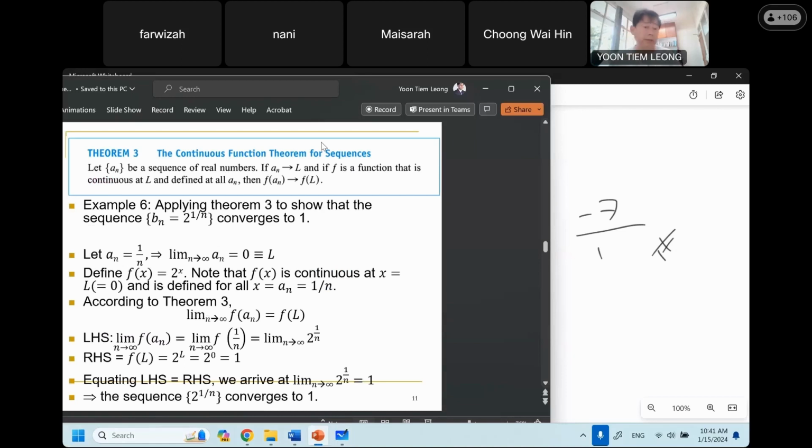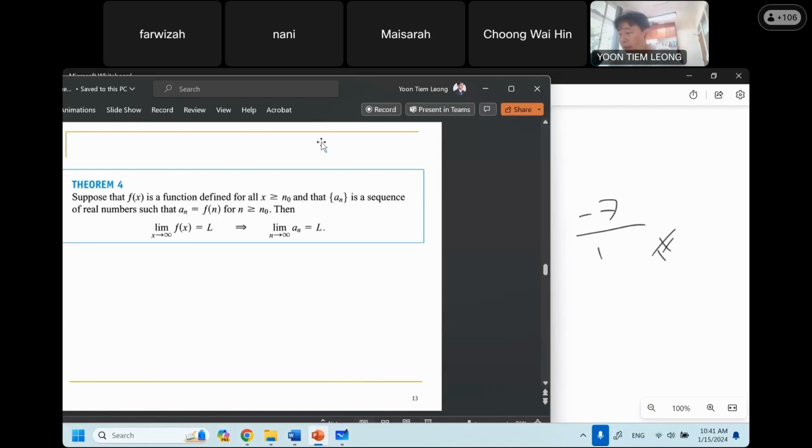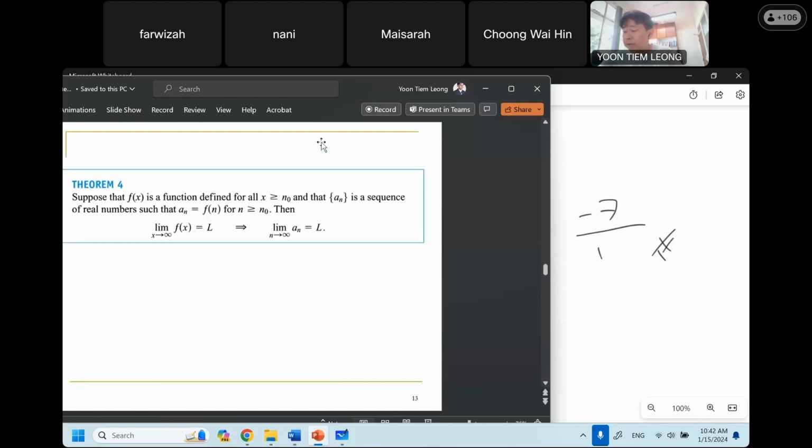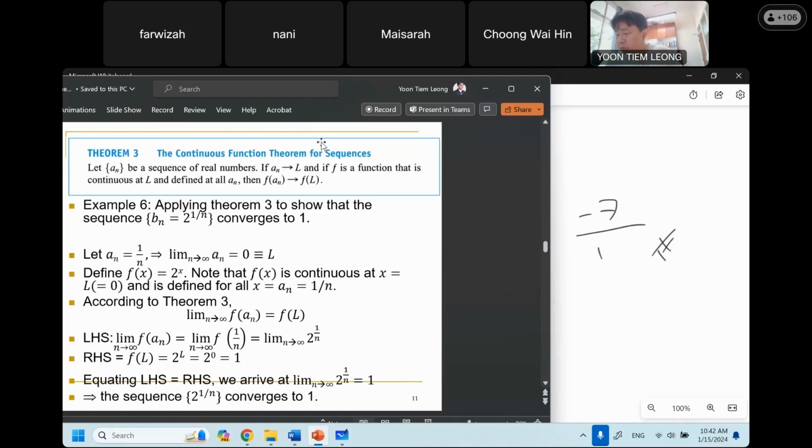The next two slides that we're going to talk about are Theorem 3 and Theorem 4. Basically, what we want is this. If I give you a sequence and ask you for its limit, you have to know how to calculate the limit. And calculating the limit of a sequence can sometimes be non-trivial. Theorem 3 and Theorem 4 are just the tools that will help you to calculate the limit of a sequence. So these are the theorems or tools that you need to learn.